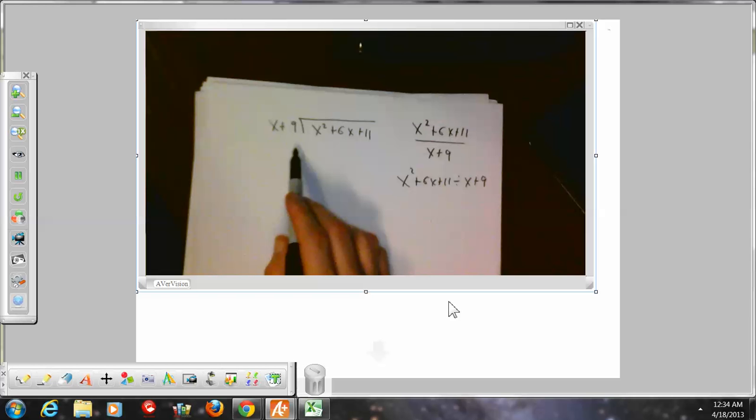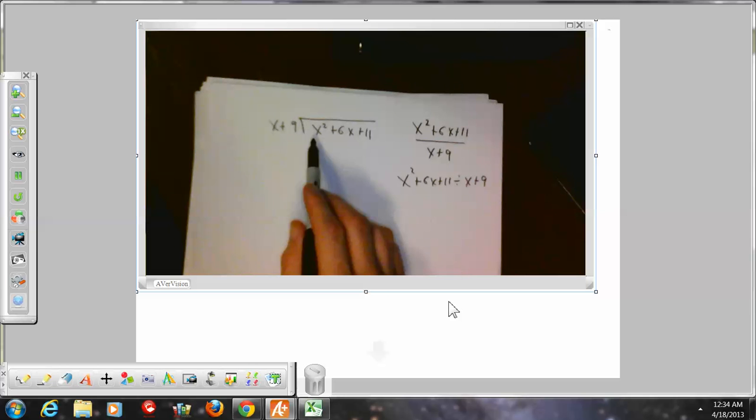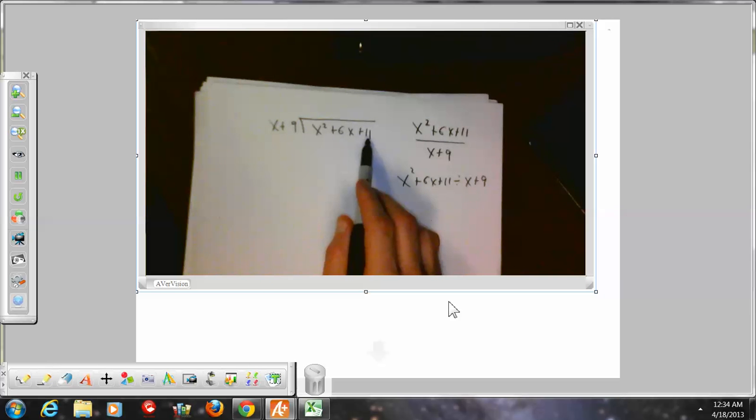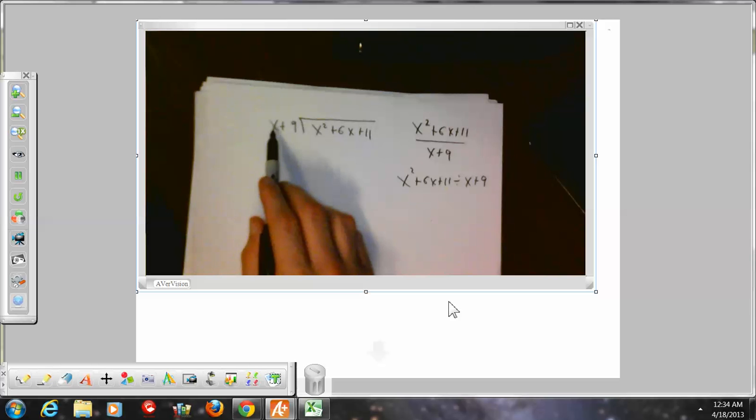Now notice that both the divisor and the dividend are written in terms of decreasing order of x powers. So here the x squared term is first, then the x to the 1 term is here, and the x to the 0 term, or the constant term, goes last. And again, the x term of highest order here is just x to the 1, which is x, and this is an x to the 0 term, just a constant, that goes last.